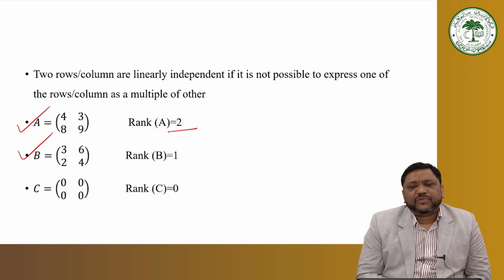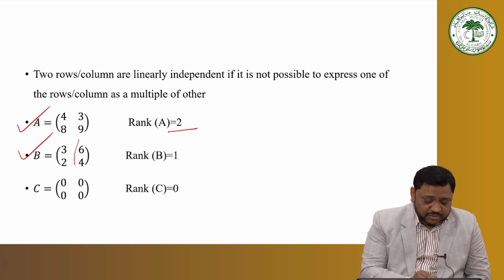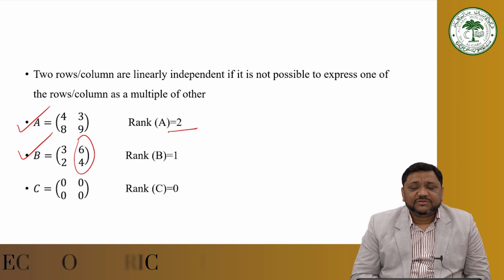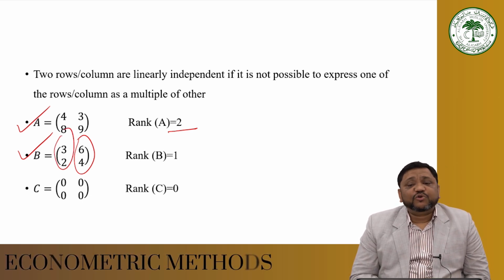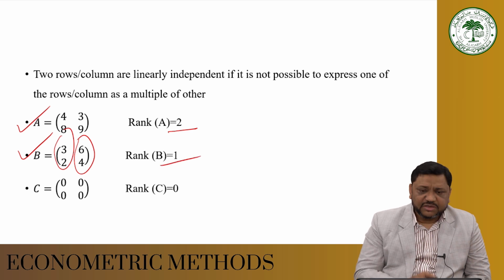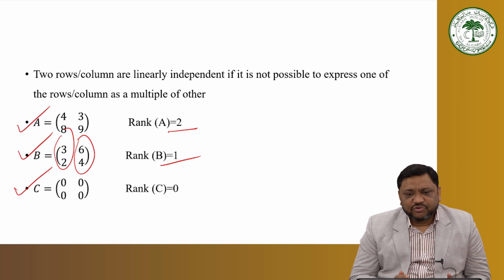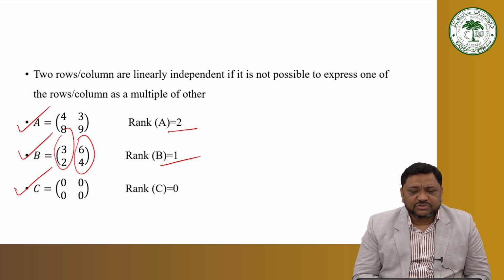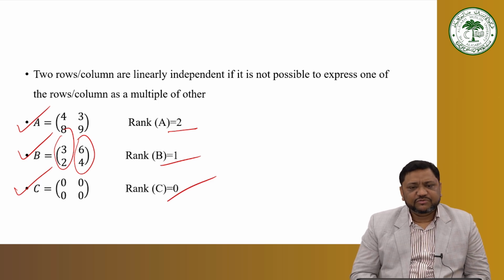Matrix B. Here rank is equal to 1 because column 2 is twice column 1. So columns 1 and 2 are not linearly independent, and matrix B has only one linearly independent column, so the rank is equal to 1. The last matrix is a square matrix containing only zeros, so there are no independent columns, so the rank is equal to 0.